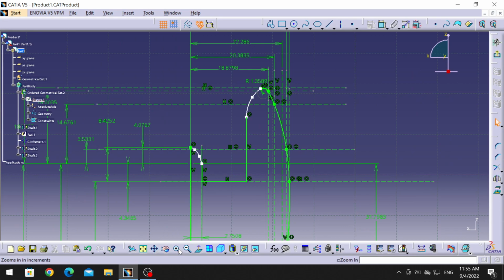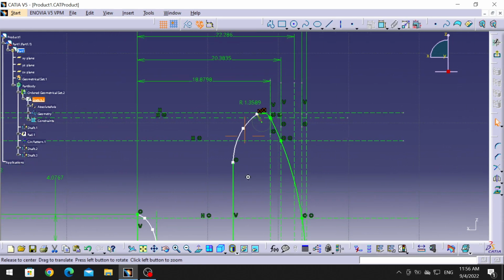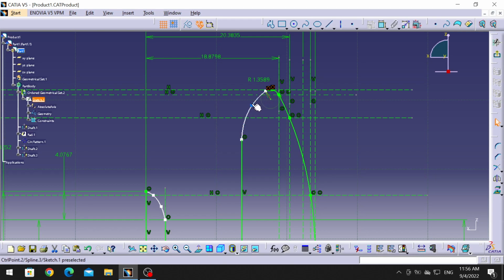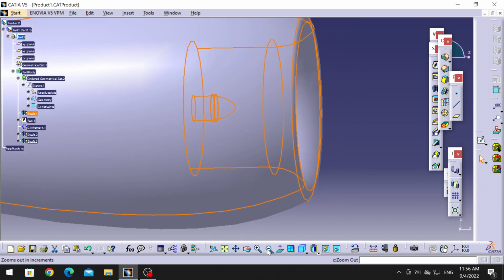And then for the tip of the inlet, I drew a circle with the radius of 1.3589 millimeter. And then finally I drew another curve over here to connect the inlet and the circle tip. Of course I used the trim tool to cut any unnecessary parts of the circle for the shaft to be successfully formed. And after that, the shaft is formed.